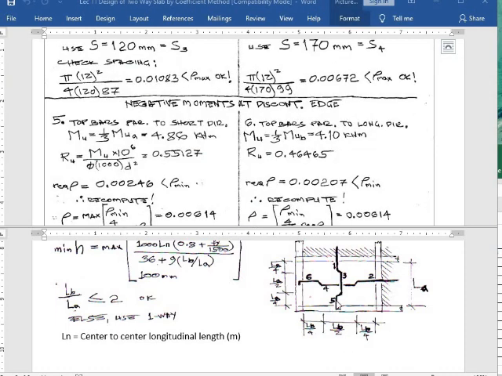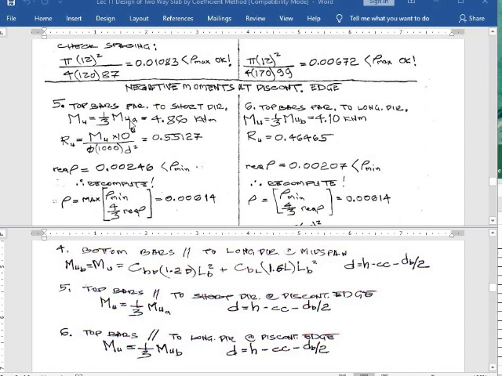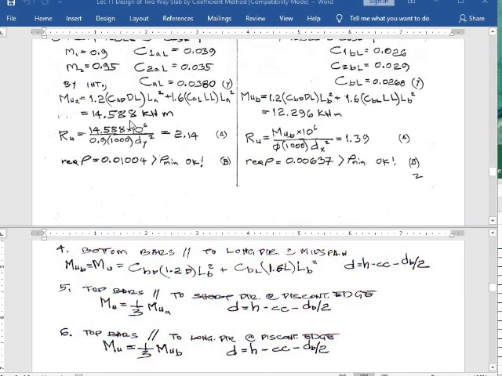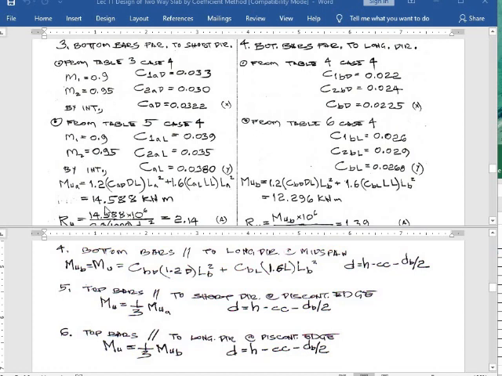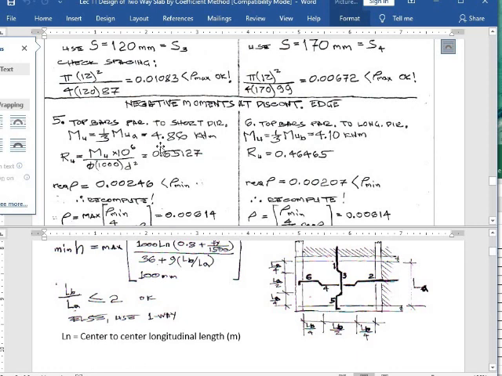Okay, let's compute moment 5. Moment nung bar number 5. Ito. So, top bars parallel to short direction at discontinuous edge. The MU is 1/3 nung MUA. Remember that MUA, ito yung moment ng bar sa positive. Okay, so ito siya. MUA 14.588 divided by 3 will give you 4.86.